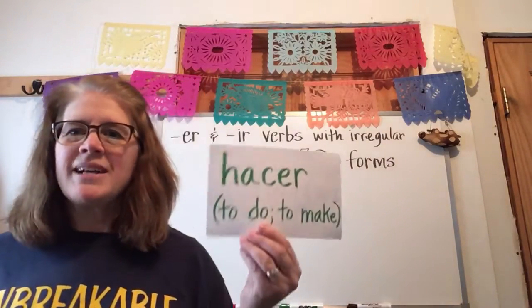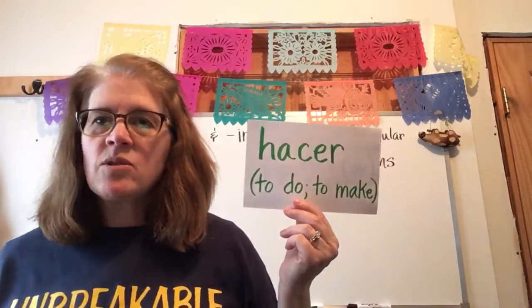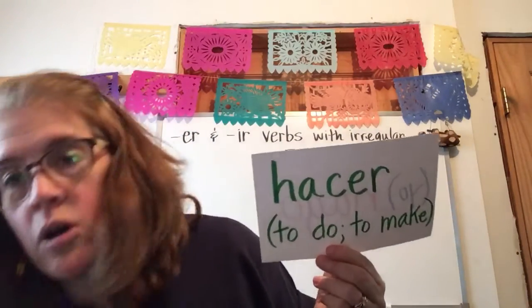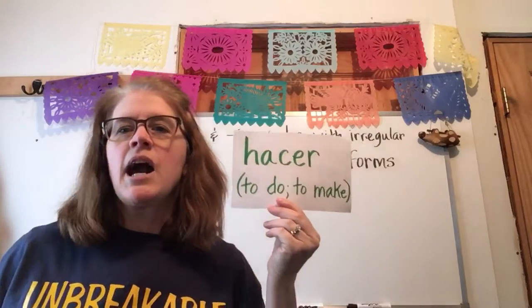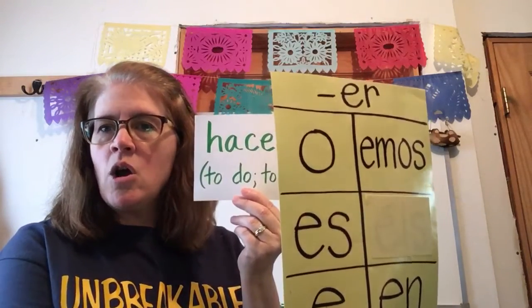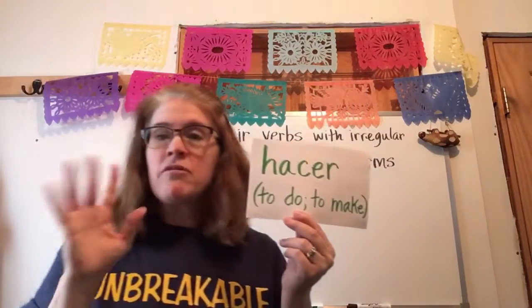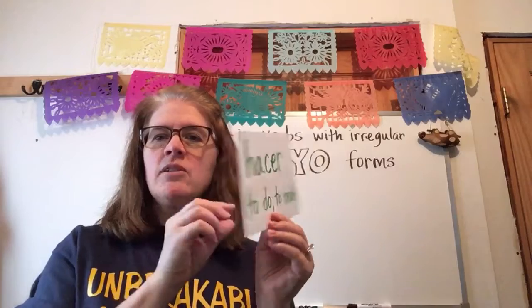So let's go back to hacer, to do or to make. So it's H-A-C-E-R. Now normally you would say, oh, all right, so I'm going to take off the ER and add the O, so it would be H-A-C-O. No, that is not what happens. For some reason, these are very irregular, so look at what the yo form is. Hago, with a G. All right, so hago is the yo form.